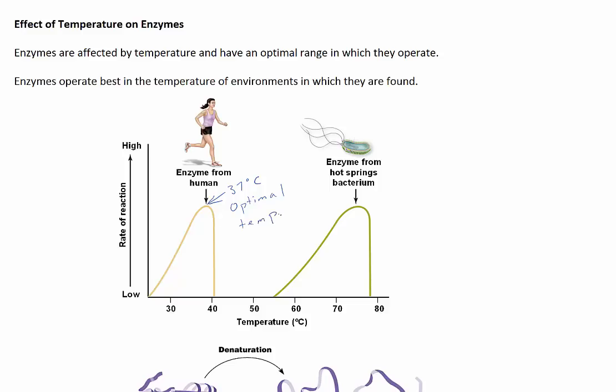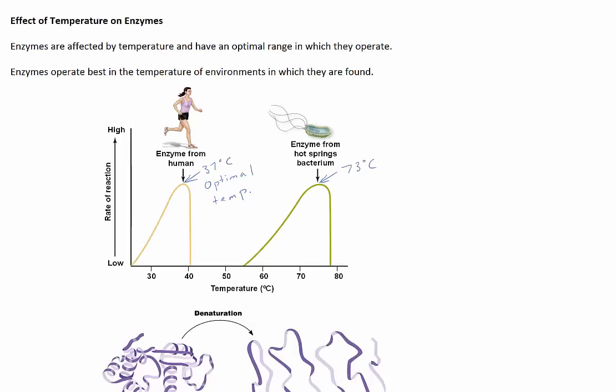Because this is the core body temperature of humans, whereas an enzyme from a bacteria that lives in a hot spring would be expected to operate at a temperature of around about 73 degrees Celsius. Because this is the temperature of the water in the hot springs. This does not mean that these are the only temperatures in which these enzymes will catalyze reactions.